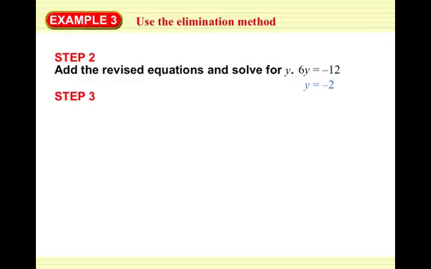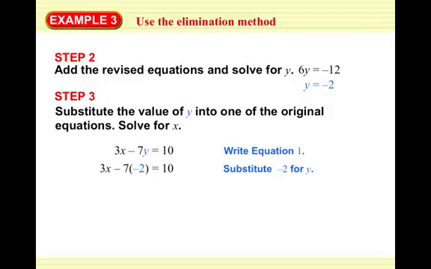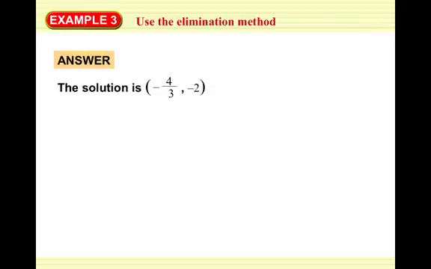So now I can take y equals negative 2 and plug it back into one of the original equations and solve for x. Let's use equation 1. It really doesn't matter which one we use. So let's use 1. So I'm going to substitute negative 2 for y. So I'm going to have 3x minus 7 times negative 2 equals 10. So that's going to be 3x plus 14 equals 10. So I'm going to subtract 14 from both sides. And that's going to give me 3x equals negative 4. Divide by 3, I get x equals negative 4/3. So the solution is negative 4/3, negative 2.